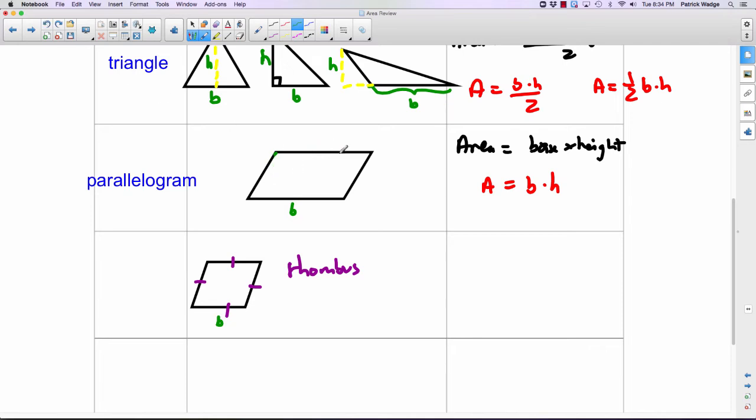I'd do one of the ones inside. Maybe right here. Doesn't really make a difference, but I'll draw mine right there. So it makes a right angle, and so this is my height. All right, so you just multiply those two numbers together.